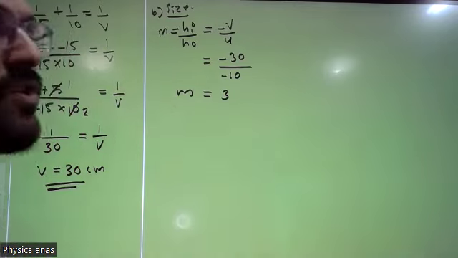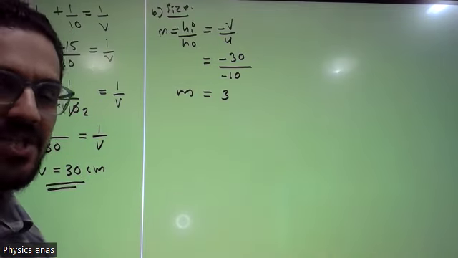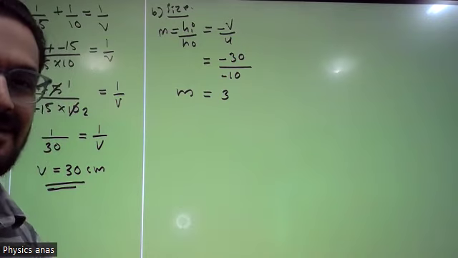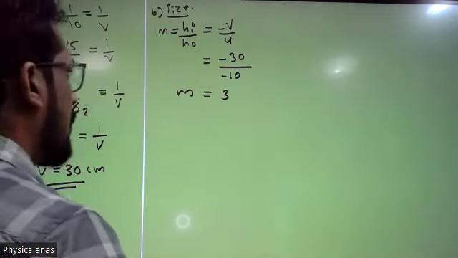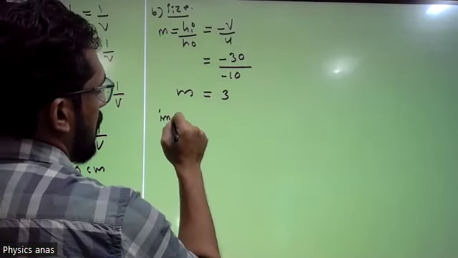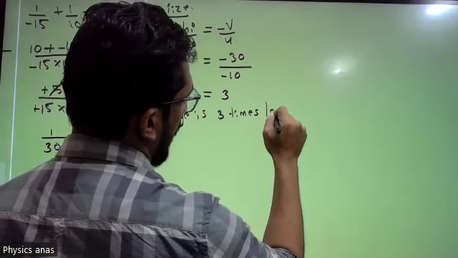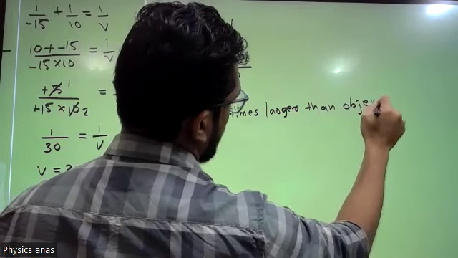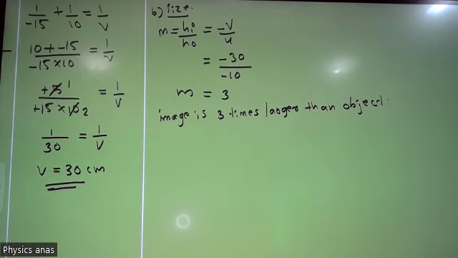What is the meaning of this? If magnification is 3, what is the meaning of it? Image is 3 times larger than object. That is the meaning of magnification. Right? You can write it like that: image is 3 times larger than object. That's all. That's the question B.